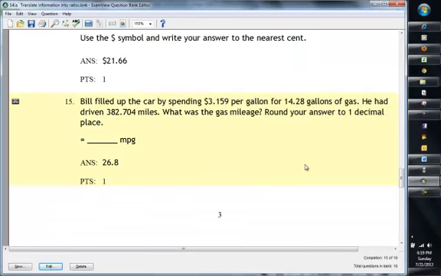Bill filled up the car by spending $3.159 per gallon for 14.28 gallons. He had driven 382.704 miles. What was his gas mileage? Now, the red herring here is you do not need to know how much he paid per gallon because it's just miles divided by gallons.